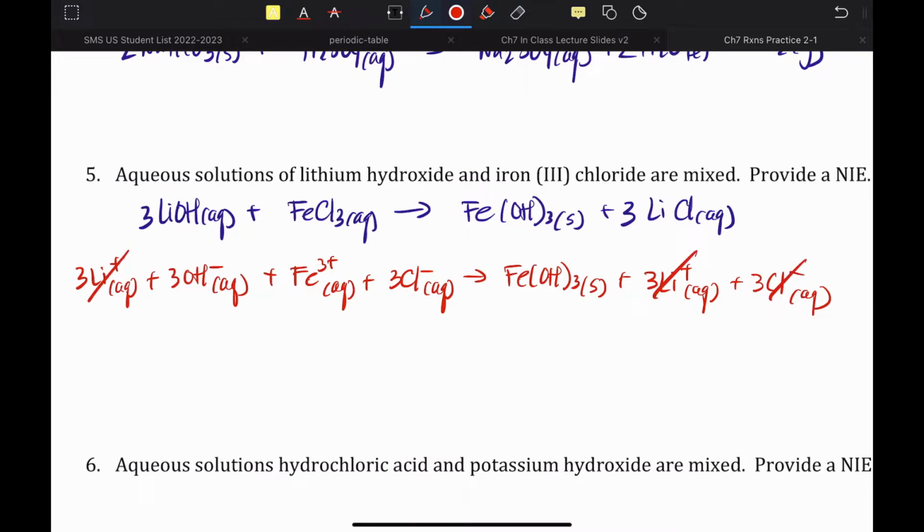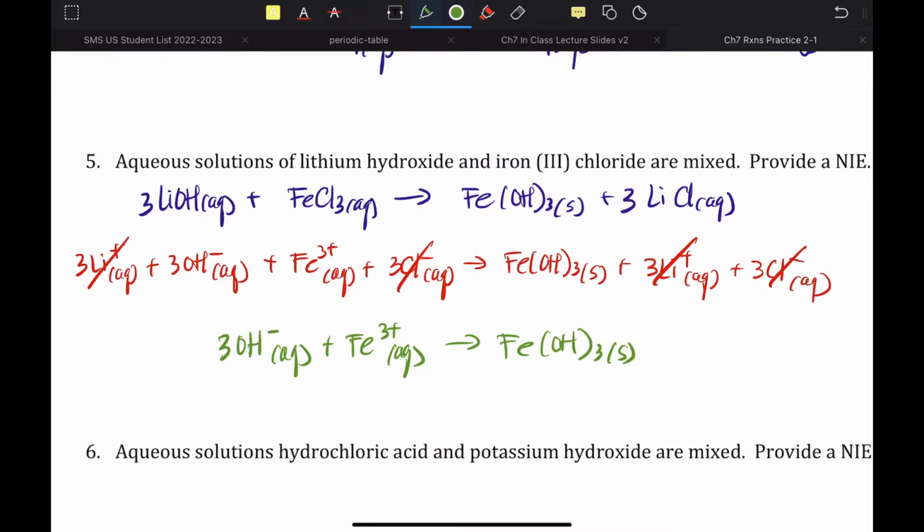Then we cross off the spectator ions, and whatever is left becomes our net ionic. And that is the final answer. Note that here it just asks to provide a net ionic, so if you don't need that step in red, you don't have to do it, but it can be helpful.